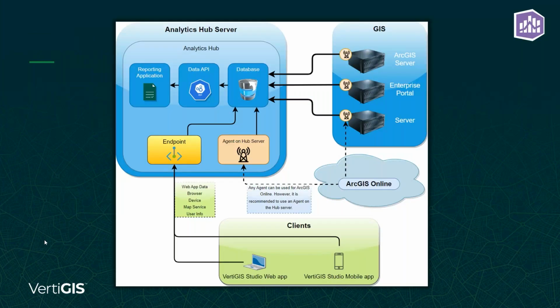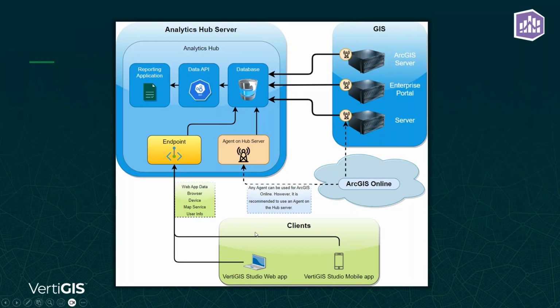Just a quick look at the architecture here. So you've got your hub server. This is where you install the main hub installation of Analytics. And a database is installed on that server, and then you've got the data API and then the actual application itself. So that's the front end that you interface with.